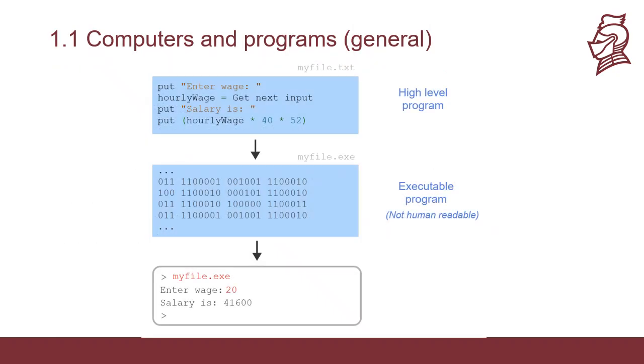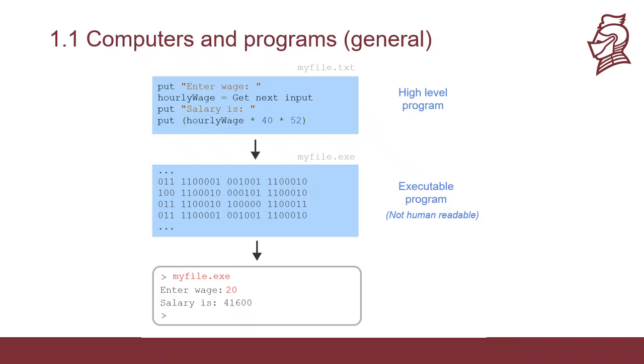This is what a high-level program might look like. Put hourly wage. So that would print out the phrase hourly wage. In computer software engineering, computer science, we refer to this inside the quote marks as a string because it's a string of characters. So that would output the string enter wage. Then this next instruction would get whatever the user types in and store that wage into this variable, hourly wage. And then this line would then output to the screen, salary is, followed by the calculation of the salary.